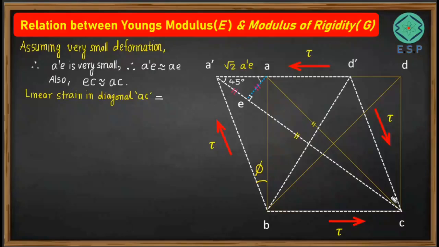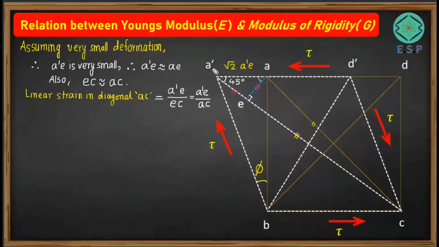If you see that this diagonal AC was initially like this, due to application of shear stress, it has become A dash C. Okay. So I can say A dash E is the elongation and then EC is the original length. So we can say divide by EC, as you can see from the diagram itself. So this much portion is the elongation and this is the original length, we can say, because EC is approximately equal to AC. So I can also write down here A dash E divide by AC, because EC is approximately equal to AC. So this is what we got. The linear strain in diagonal AC is this much, right?